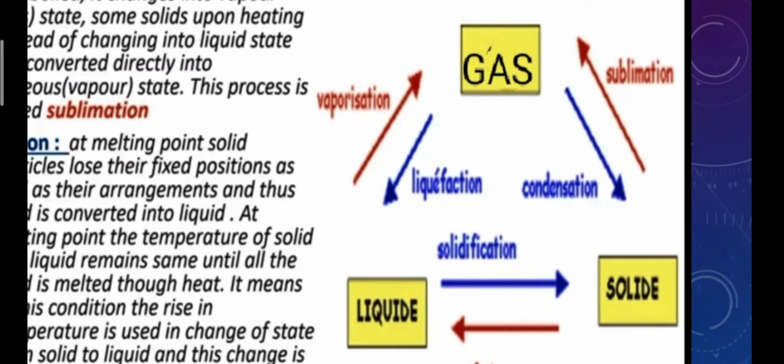Sublimation is a process in which solid directly changes into gaseous or vapor state. For example, naphthalene balls, sublimation of naphthalene balls.